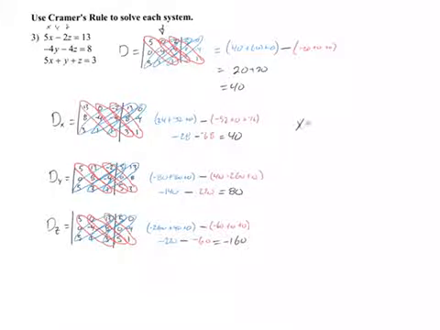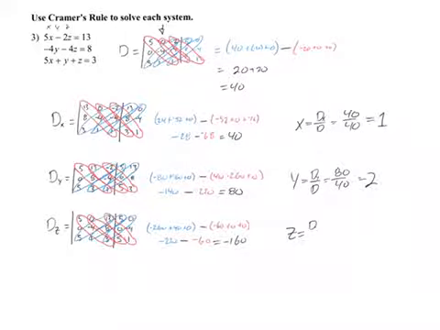So x is going to equal Dx over D, which is 40 over 40, which is equal to 1. Y is going to equal Dy over D, which is 80 over 40, which is equal to 2. And z is equal to Dz over D, which is negative 160 over 40, which comes out to be negative 4. So my answer, as an ordered triplet, would be 1, 2, negative 4.